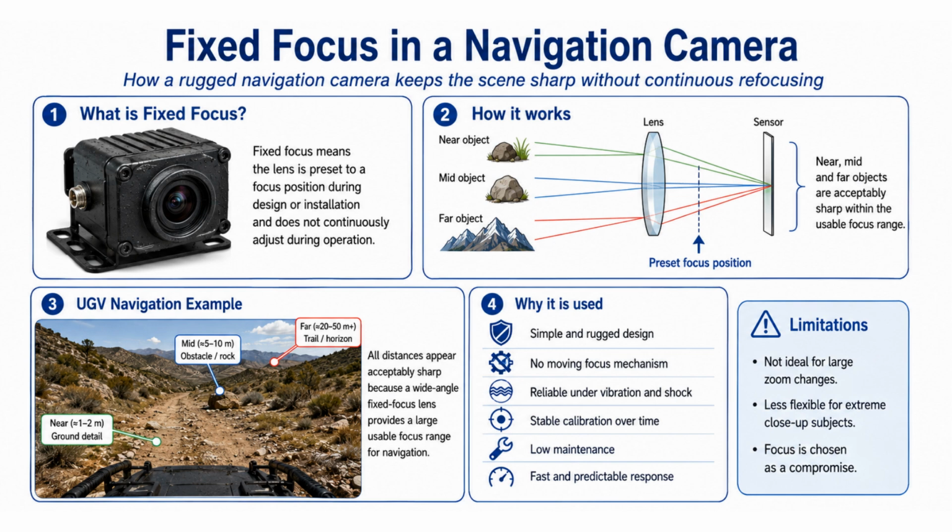Fixed focus means the lens is preset to a specific focus position during design or installation and does not continuously adjust while the vehicle is operating. Using a wide-angle lens and suitable aperture, the camera can keep near-ground detail, mid-range obstacles, and distant terrain acceptably sharp at the same time. This makes fixed focus ideal for navigation cameras because there are no moving focus parts. The result is a simple, rugged, and low-maintenance design with stable calibration and predictable performance under shock and vibration. Its limitation is reduced flexibility for extreme close-ups or major zoom changes.